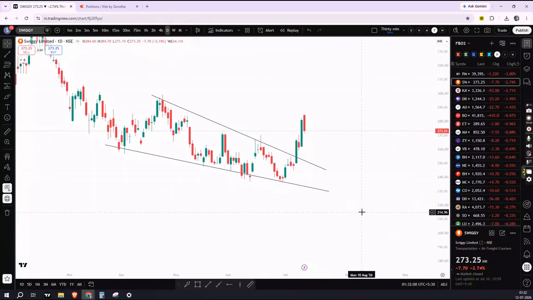I'll tell you one thing, guys. People who are trading in indices like Nifty, Bank Nifty, Sensex usually trade in lower time frames, like 1 minute, 2 minute, 3 minute, 5 minute, right?